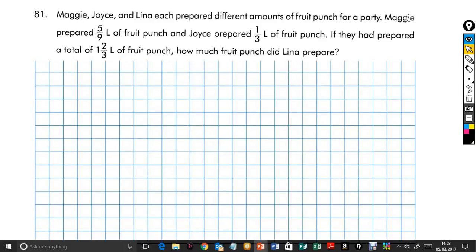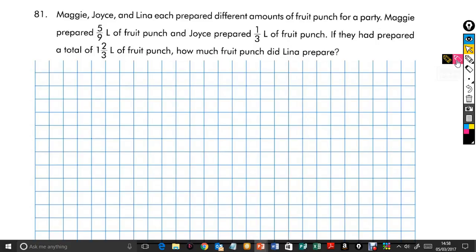Right, question 81. Maggie, Joyce and Lina each prepared different amounts of fruit punch for a party. Maggie prepared 5/9 of a litre of fruit punch. Joyce prepared 1/3 of a litre of fruit punch. And it asks if they had prepared a total of 1 2/3 of a litre of fruit punch, how much fruit punch did Lina prepare?